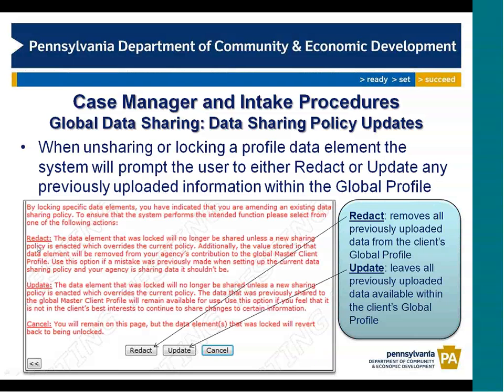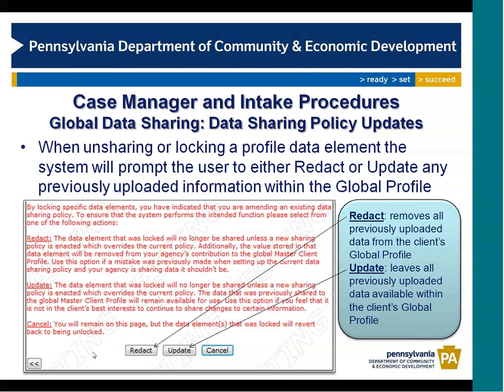So if you're not sure, don't remember, or need a refresher, and because it's so important, it provides all the information you need on the different selections. Now, since the item was originally shared, it could have sent some data values up to the global profile. Once you lock that item, the system needs to ask you, hey, what do you want to do with that data that's already been uploaded?